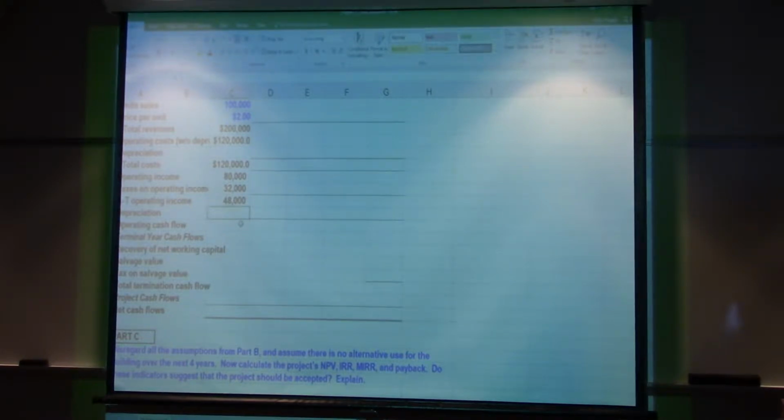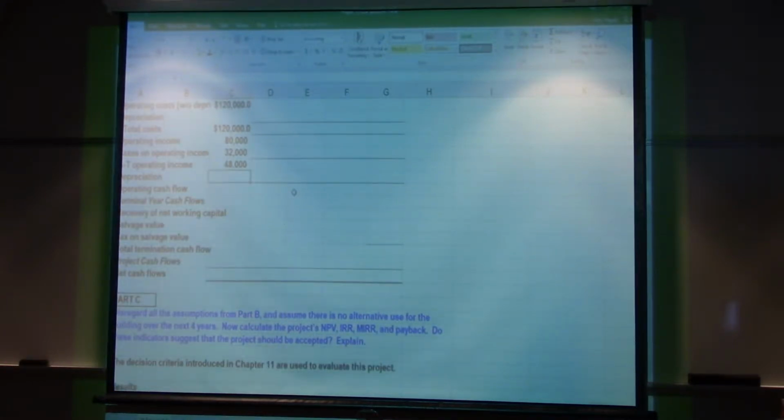You guys have done something like this in your accounting class, right? This should be similar. It's a very standardized way to do that. It's common sense, really.